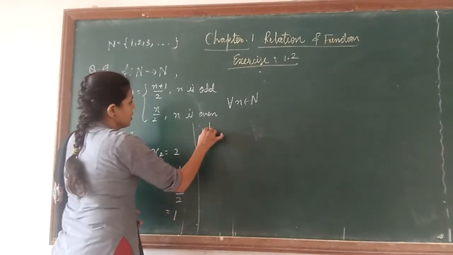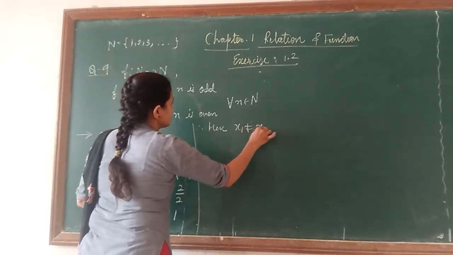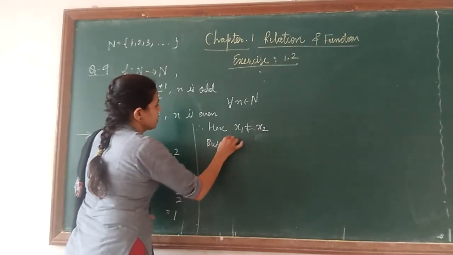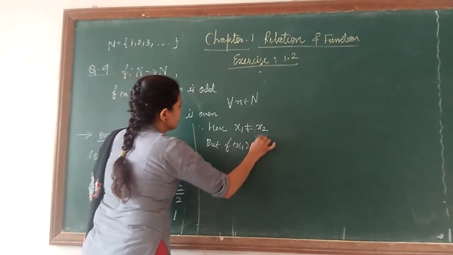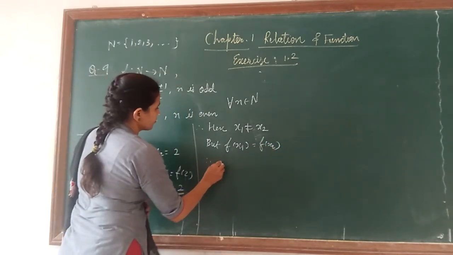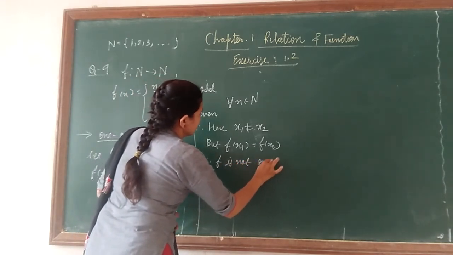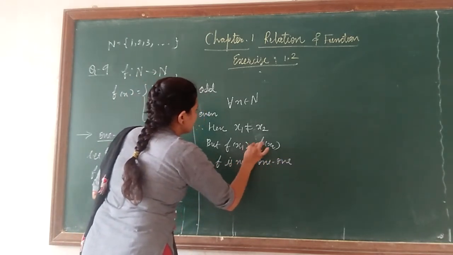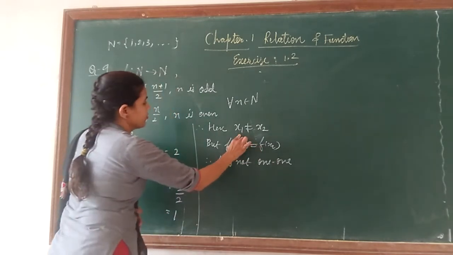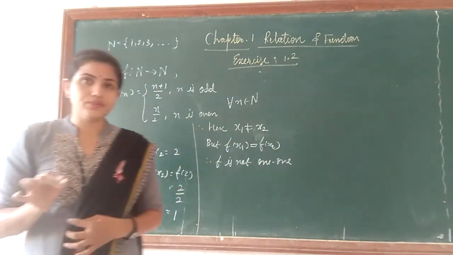So therefore here what we are getting: x1 is not equal to x2, but f of x1 is equal to f of x2, and therefore f is not 1-1. Different element, but same image. So f is not 1-1.